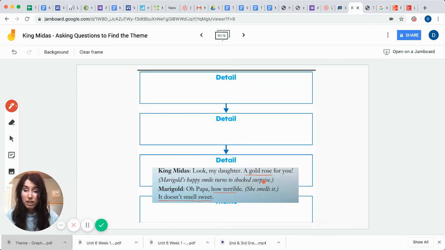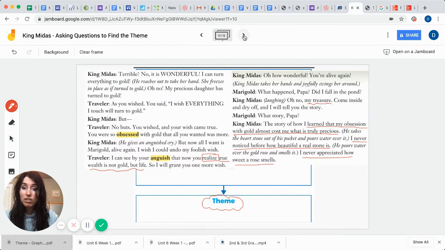Did she really want that gold flower? Oh, she loves the beautiful ones that she finds in the garden that have that nice fragrance. Marigold says, "Oh, Papa, how terrible." She smells it. "It doesn't smell sweet." And so again, the father, with his obsession, he missed out on what truly brings joy in life and brings happiness and provides other people with love. So she was teaching him, wasn't she? But he really didn't figure it out until she turned into gold, when he touched her.